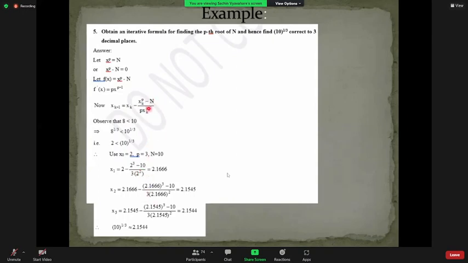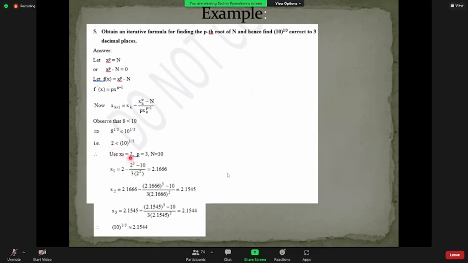And you will observe the cube root of 10. If you see on the calculator first, what is the cube root of 10 you will get? 10 raised to 1/3 is 2.15. Okay, good. And because of that, x0 is taken as 2. x0 is taken as 2.